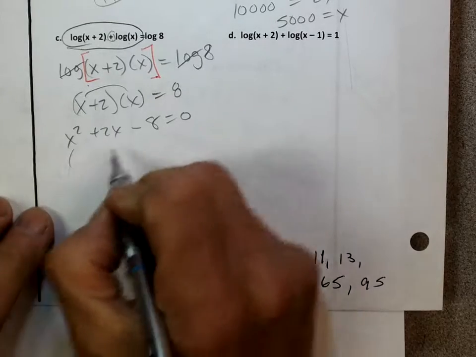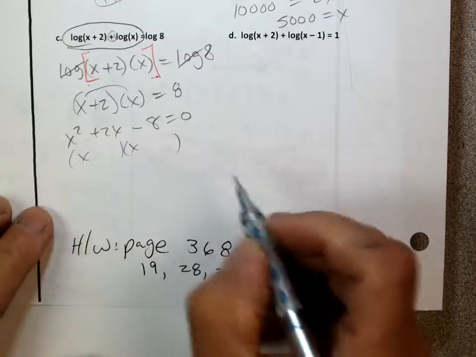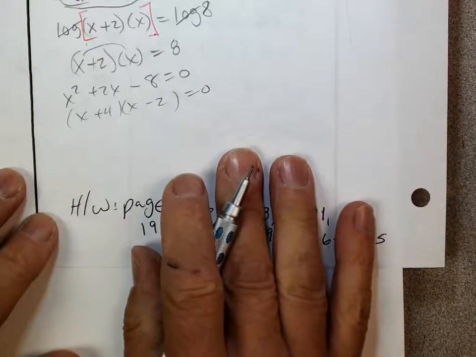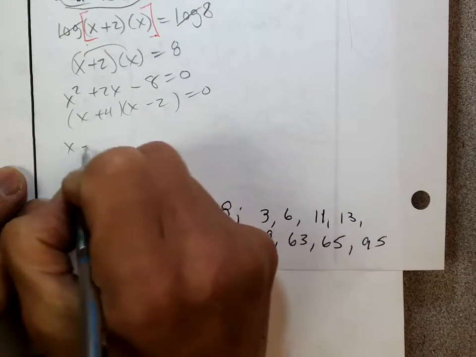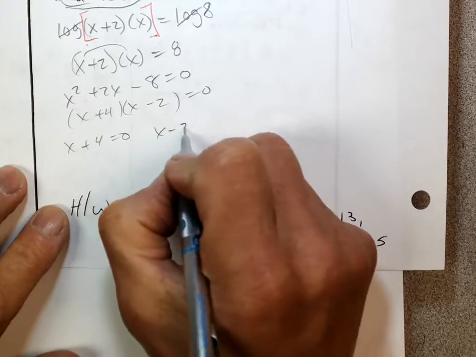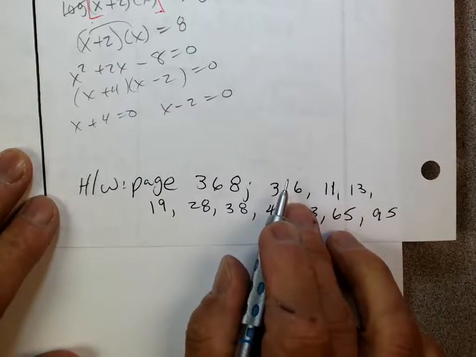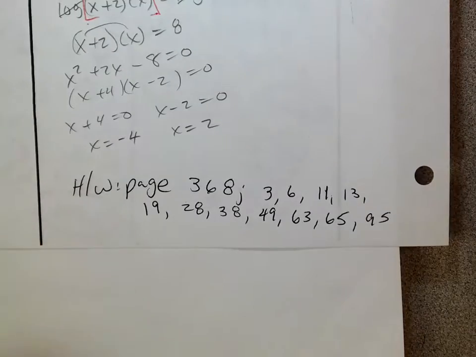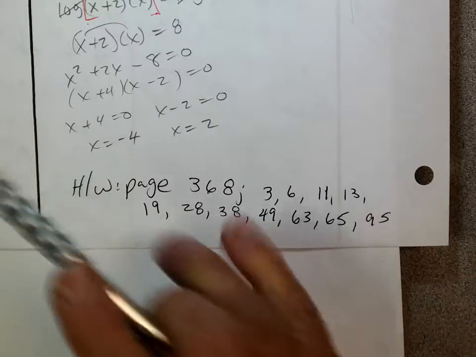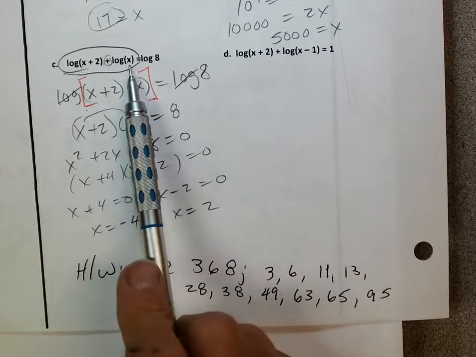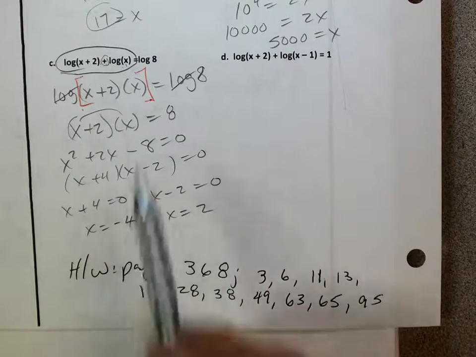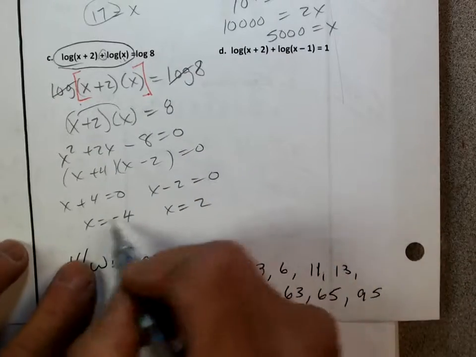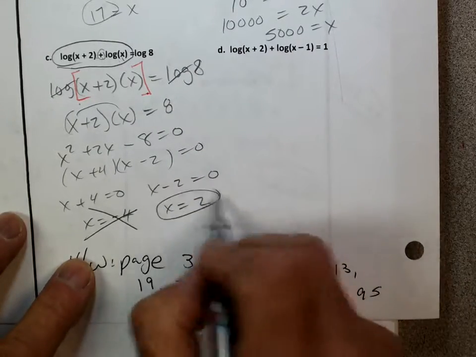So how am I going to factor this? Plus 4 minus 2. Okay, plus 4 minus 2. You guys agree? Equals 0. X plus 4 equals 0. X minus 2 equals 0, right? X equals negative 4 and x equals 2. Except I'm going to throw out the negative 4, because we had talked how you can't. If x was negative 4 and I took the negative 4 and put it back into here, I'd have log of negative 4. Throw that out, and there's my only answer, okay?